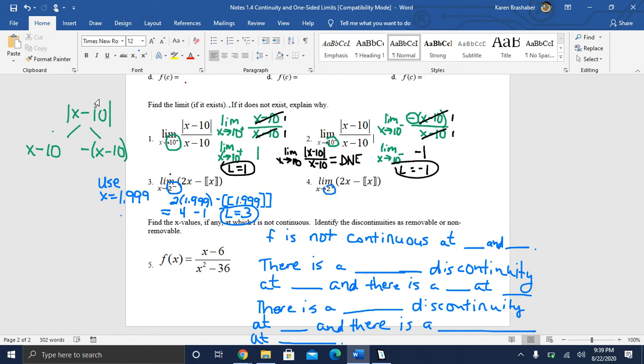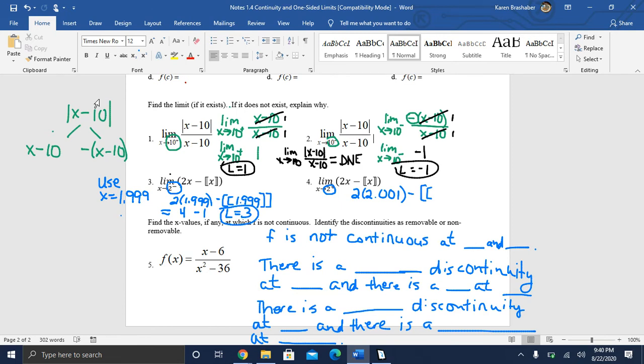If we take a look at what happens on number 4, when we look at 2 from the right, so again, we have a greatest integer function. We have to investigate this one numerically rather than algebraically. So I'm going to use a number that is to the right or bigger than 2, but very close to 2. So I'll do 2 times 2.001. That's a number to the right of 2. I'll put that in for my x's.